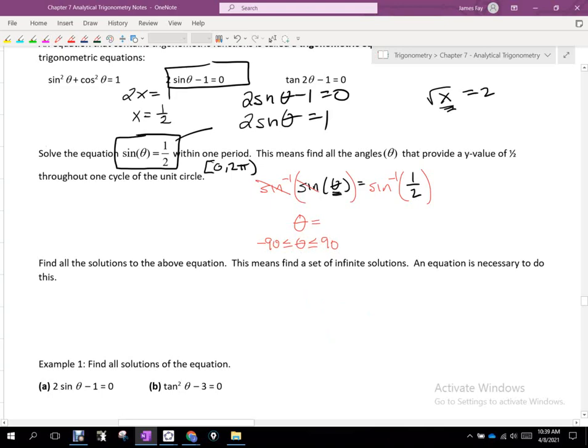That is the only way that we can get a direct cancellation for the sine inverse and the sine. Now, what I want you to understand is that when I say sine of theta, that theta can be anything. Let's look at this real quick.